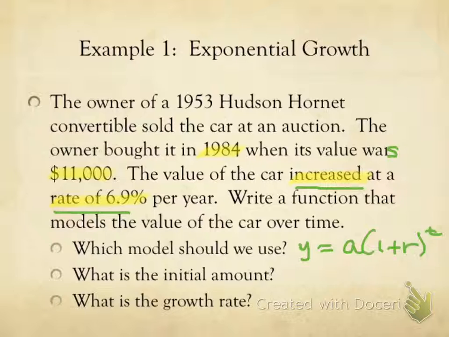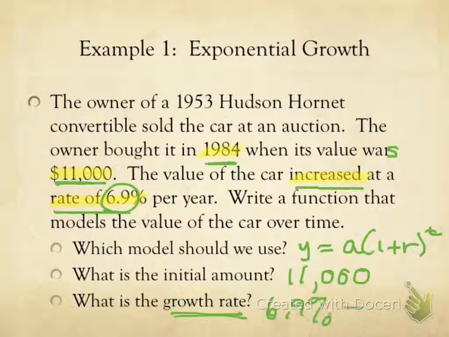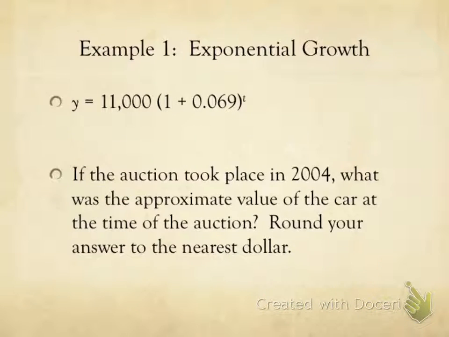Then we need to decide what is the initial amount. So at the time that he bought the car it was worth $11,000. So that's the initial amount for our situation. And then the growth rate is this 6.9%, but we're going to change 6.9% into a decimal of 0.069. Okay? So now if we plug all of that into our model, we get an equation that looks like this.